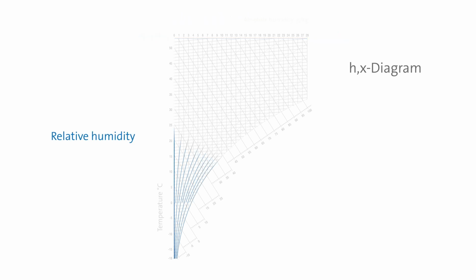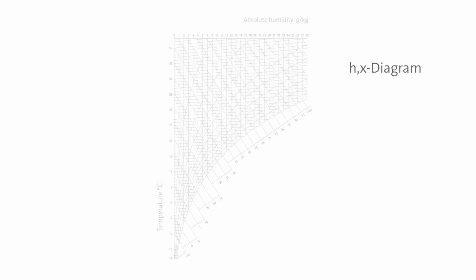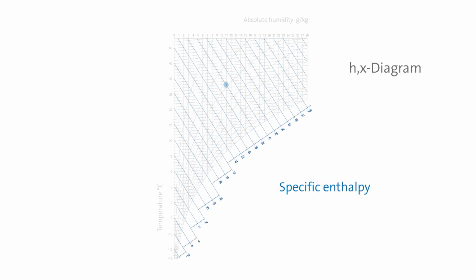The curved lines describe relative humidity as a percentage. The scale ranges from 0% relative humidity up to the so-called saturation line of 100% relative humidity. Above this line, air can no longer absorb more humidity and condensation begins to form. The diagonal lines describe specific enthalpy. The temperature drop in an adiabatic humidification process is illustrated by these lines.